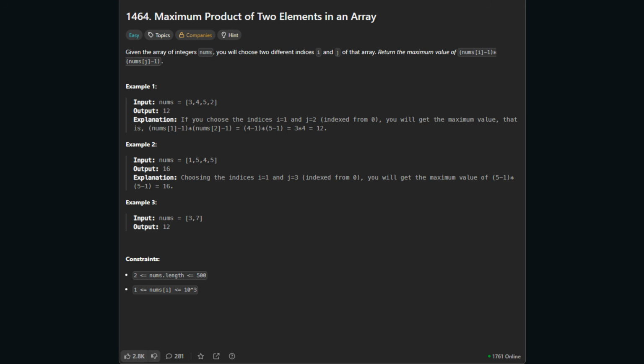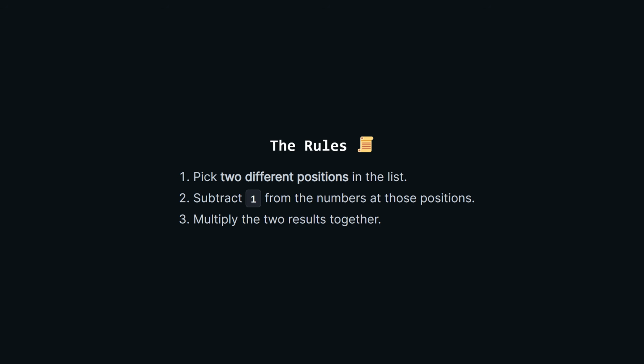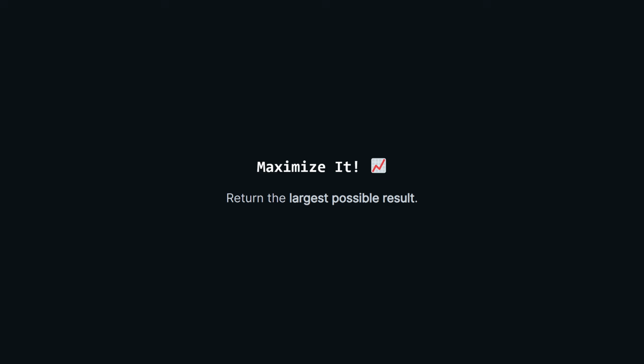Here is the problem page from Leetcode. It's a bit wordy, so let's break down exactly what it's asking us to do with some clear visuals. We start off with a standard list of numbers. Our job is to pick two distinct items from this list. We subtract one from the first item, subtract one from the second item, and then multiply those two new numbers together. Out of all the possible pairs we could pick, we want to find the combination that gives us the absolute largest final product. Let's look at an example using the list 3, 4, 5, and 2.